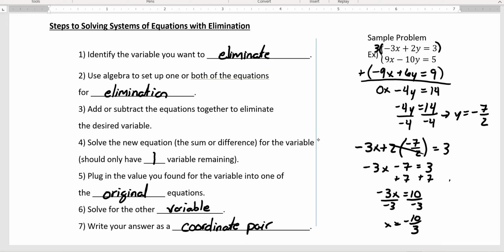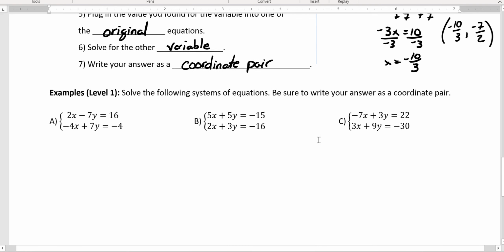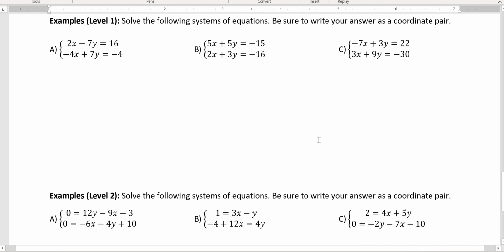So here I would write negative 10/3, comma, negative 7/2. Beautiful. And that's elimination. Alright, so let's try to use elimination to solve these equations here.